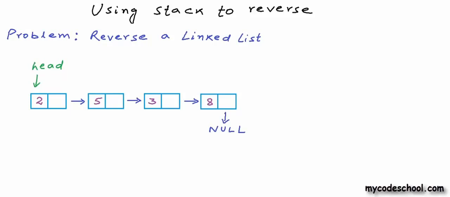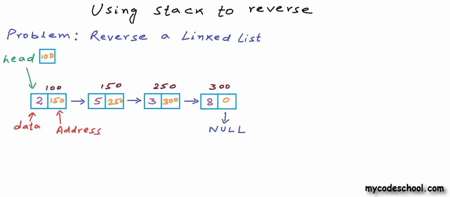I have drawn a linked list of integers here. As we know, linked lists are collections of entities that we call nodes. Each node contains two fields, one to store data and other to store address of next node. I have assumed that these nodes in this example here are at addresses 100, 150, 250 and 300 respectively. Identity of a linked list is address of the head node. We typically store this address in a variable named head.